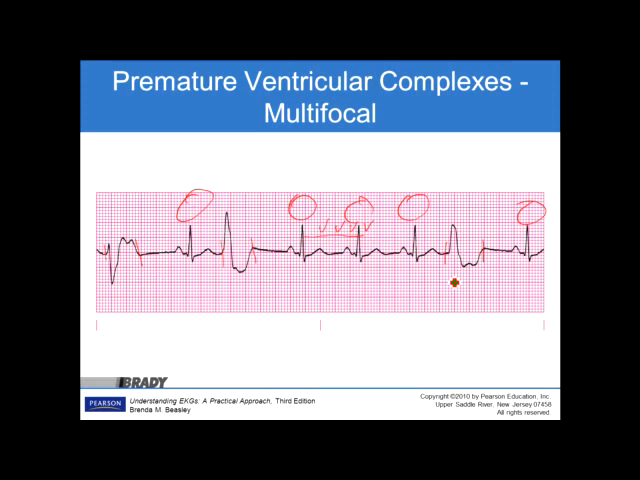They're going to be greater than 0.12. None of these have a P wave. And if we look at them individually, these don't exactly look the same, which makes this more problematic. Each one of these came from a different section of myocardium. So each one of these together make the diagnosis on this multifocal. It comes from multiple focal points, or multifocal. So this strip is called a sinus rhythm with multifocal PVCs.